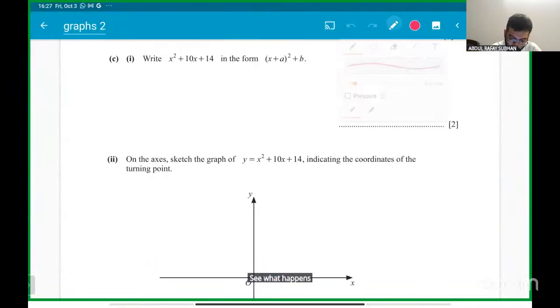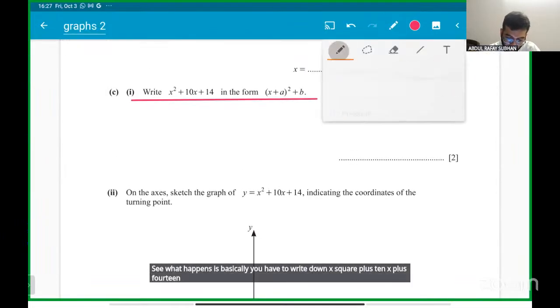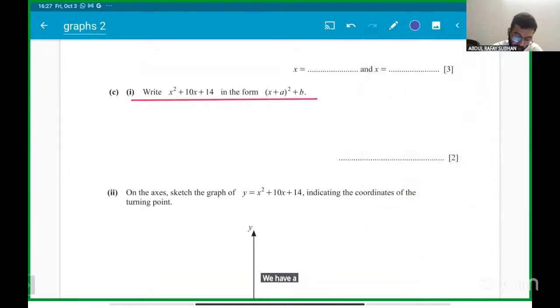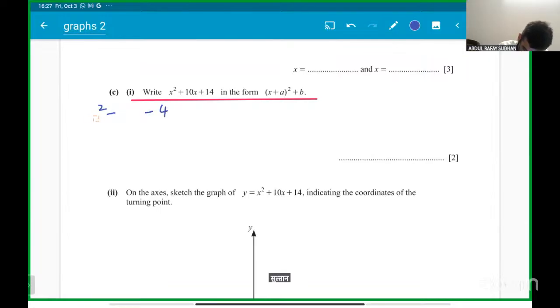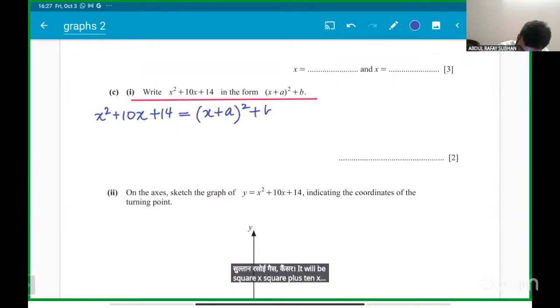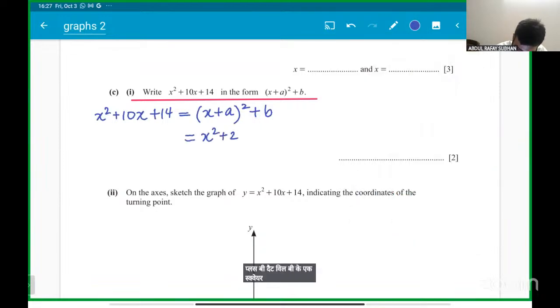What happens is you have to write x squared plus 10x plus 14 in the form of x plus a whole squared plus b. We have already done this completing the square in the algebra topic. So let's quickly get the answer. x squared plus 10x plus 14 equals x plus a whole squared plus b, which is x squared plus 2ax plus a squared plus b, equivalent to x squared plus 10x plus 14.